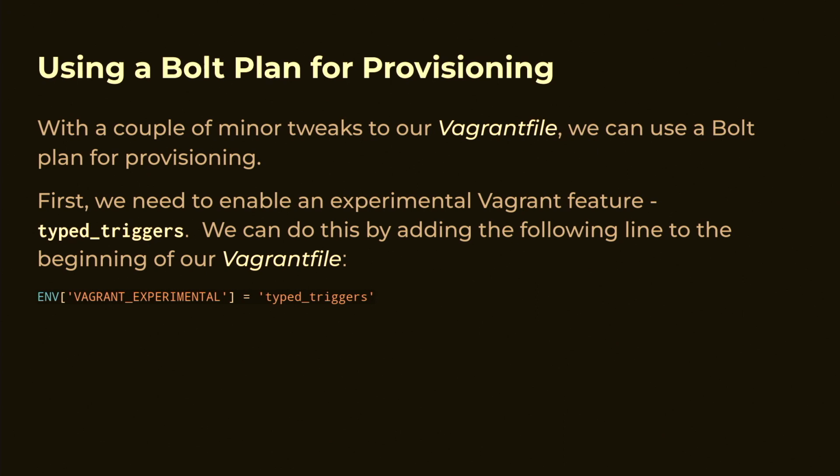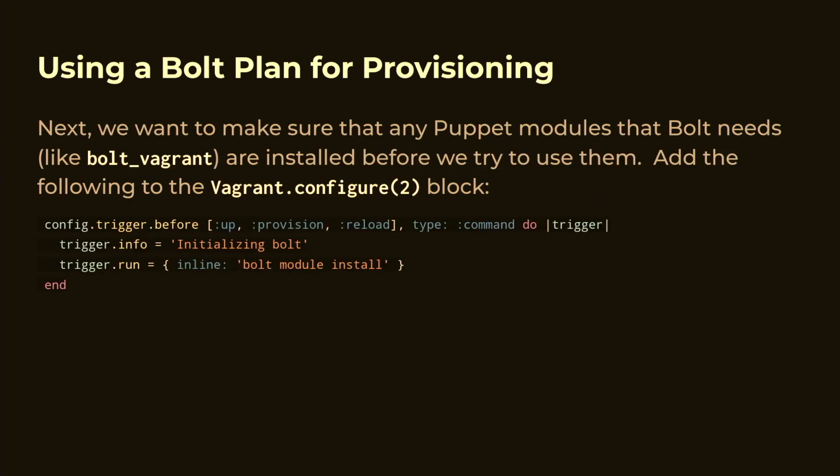Well, it just so happens you can just set the environment variable in the Vagrantfile because, again, it's just Ruby, right? So we can set ENV VAGRANT_EXPERIMENTAL equal typed_triggers. And that lets us do the next thing we're going to talk about, which is configuring a trigger.